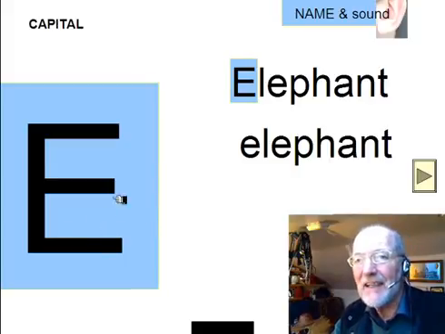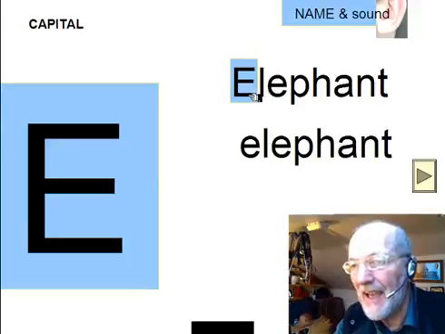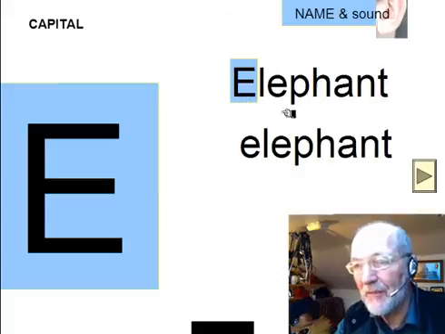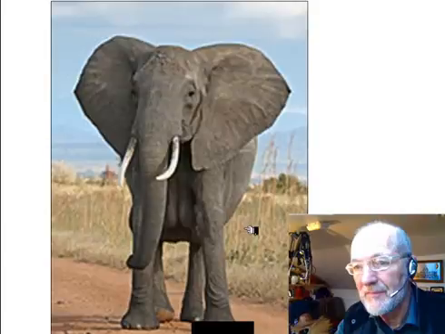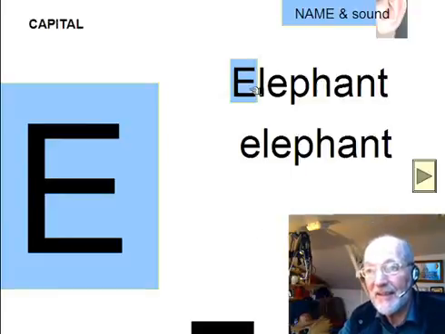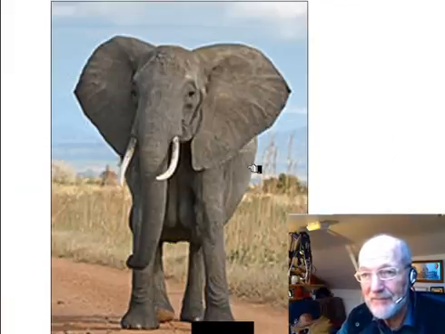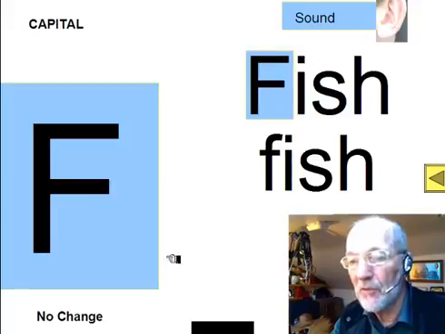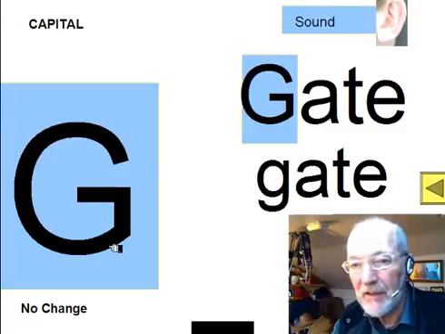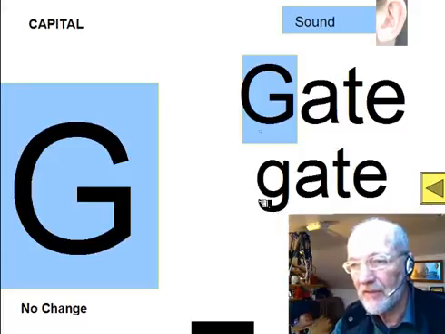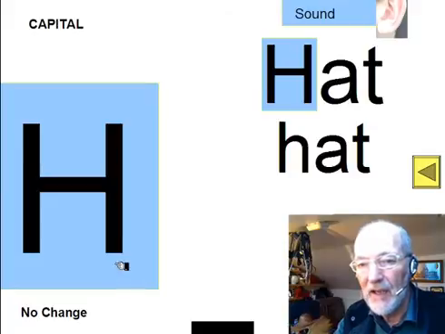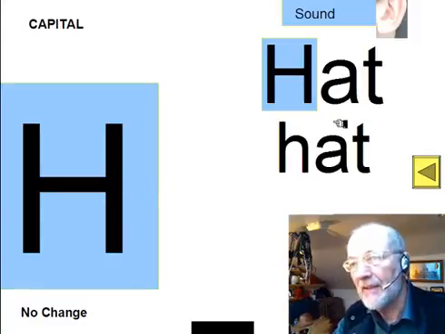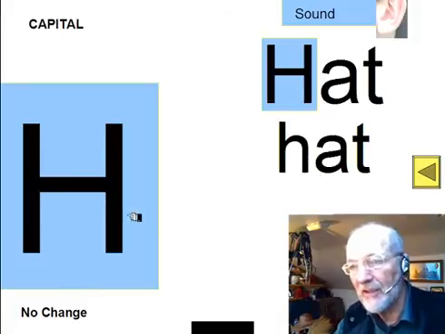I can put a capital E at the front of a word like elephant. So it's no longer saying E, it's saying eh. But there it is, elephant. Not much change between that sound and that sound. Well, there's no sound difference. Capital F. F for fish, capital. F for fish, small. No change between that one and that one. Same sound. G. Gate. Gate. No change between capital G and small g. Hat. This is H. Capital H. Sound hat. Sound of a small h. Hat. No change.